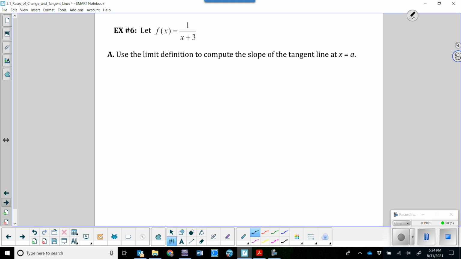So the limit definition to compute the slope means that I have to do the limit as h goes to 0 of 1 over, I'm going to substitute x plus h, and I'm going to go ahead and put a in there because sometimes students get confused. It doesn't make any difference. It's a or x. It's just at that place. It's a plus h plus 3. So I'm putting a plus h in place of x, okay?